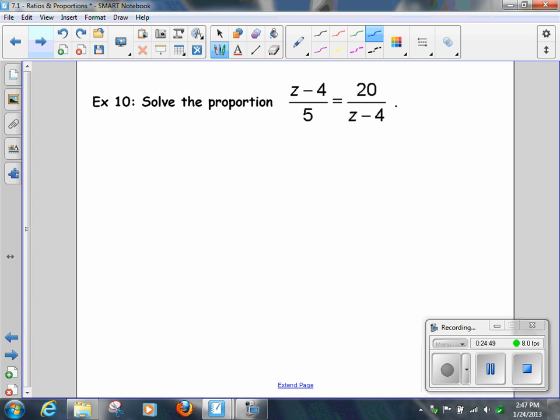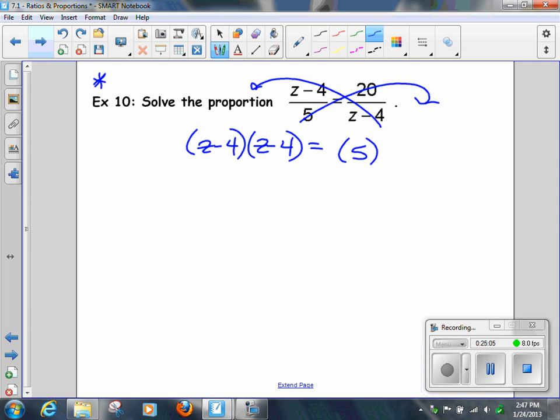Let's write this out longhand. We got z minus 4 times the quantity z minus 4 is equal to 5 times 20. You better put stars by this. All right, now folks, you better pay attention because it's been a long time since you've done this. If I have a binomial times a binomial, you've got to FOIL this out.